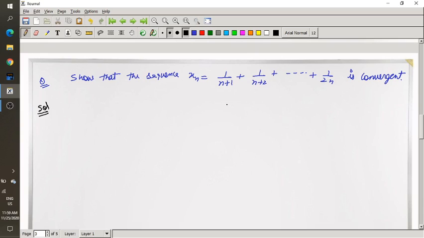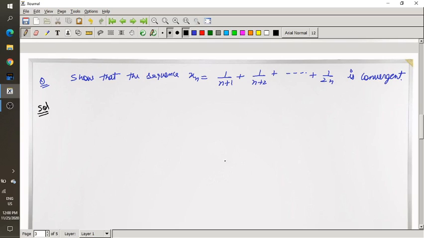First 2 points. A monotonically increasing sequence is convergent if and only if it is bounded above. Please listen carefully. I am repeating. A monotonically increasing sequence is convergent if and only if it is bounded above. Right? So now if we want to prove that this sequence is convergent, first of all we will check whether it is monotonically increasing or decreasing. Second point is, a monotonically decreasing sequence is convergent if and only if it is bounded below.